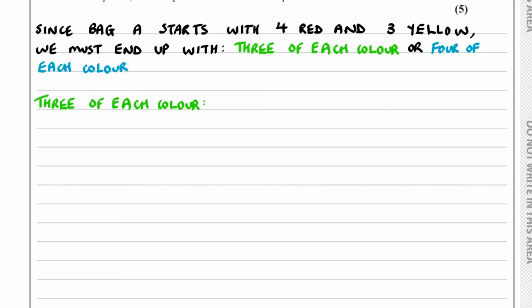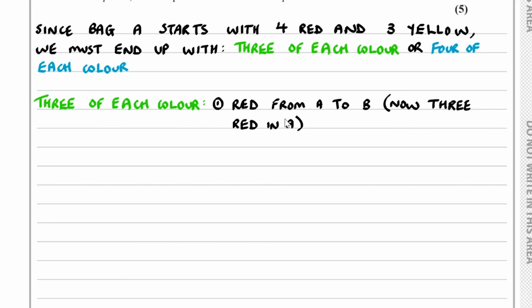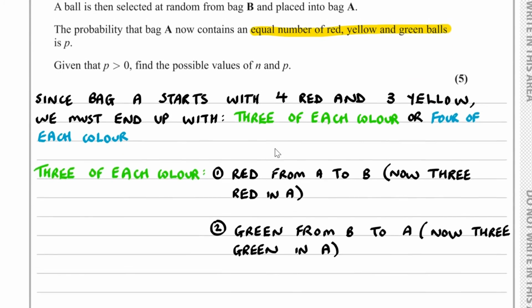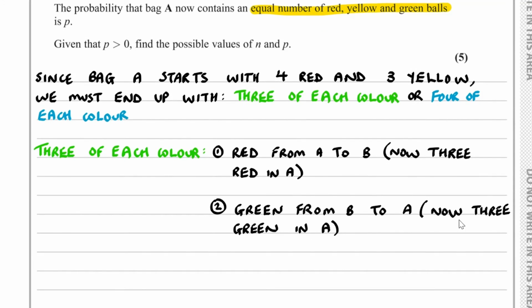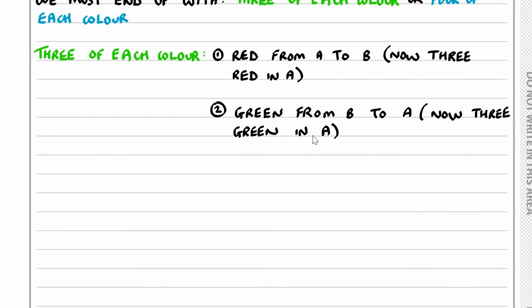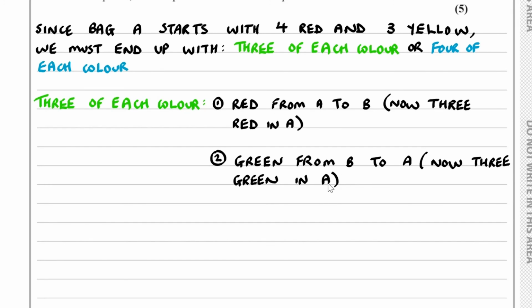So if we have 3 of each colour, that means the first thing we did, we took a red from A to B, so that means we've got 3 red now in A, and then we put a green from B into A because we've already had 3 yellow, so now there's 3 green in A. Now if there's 3 green in A, that means we've added 1 counter from B to A, which means we started with 2 green in A, so adding that 1 counter from B into A will end up with 3 green now in A, which means n is equal to 2.